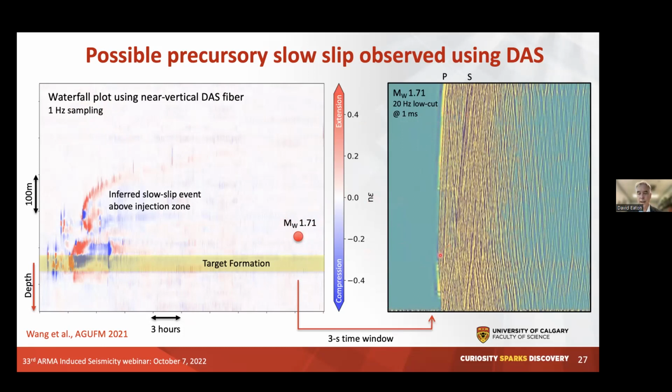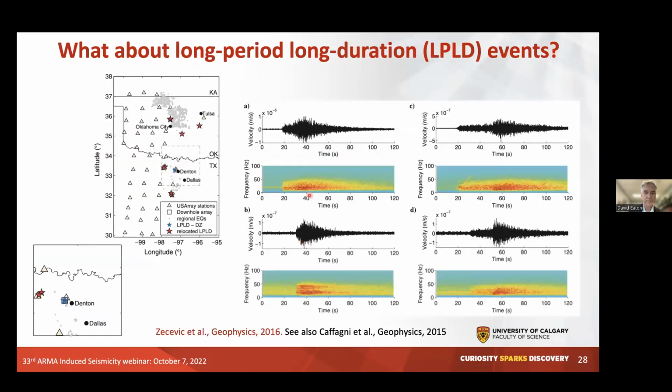And we can see that that 1.7 induced event was well recorded by the DAS, and the location puts it here, right between these two other signals. So we're really excited about this because we think this could be a representation of these slow slip processes observed using DAS.